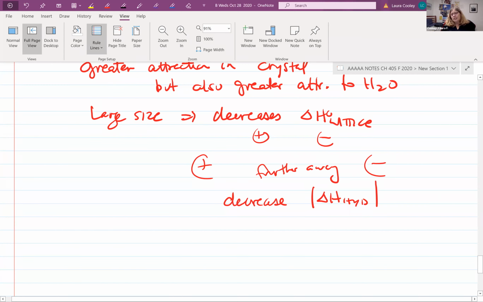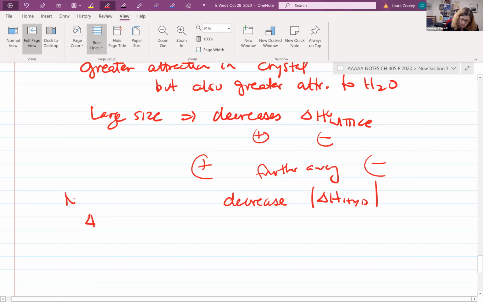So the easiest thing to do to figure out if something's going to dissolve is to add up the published values of these guys. And if it's not too positive, it'll dissolve. If it's too positive, it won't dissolve. It costs too much energy. Well, anyway, I'm not teaching that today. So I'm just going to give you an example.